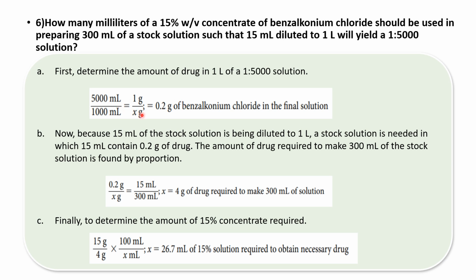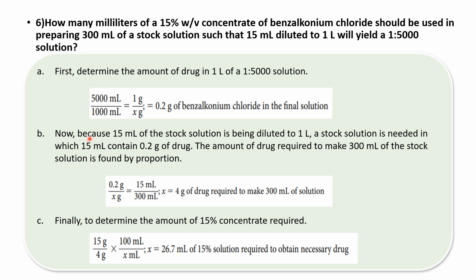So let it be x gram. So find out the value of x by cross multiplication. That is 1000 into 1 divided by 5000. That is equal to 0.2 gram of benzalkonium chloride is present in the final solution. That is in 1 liter.